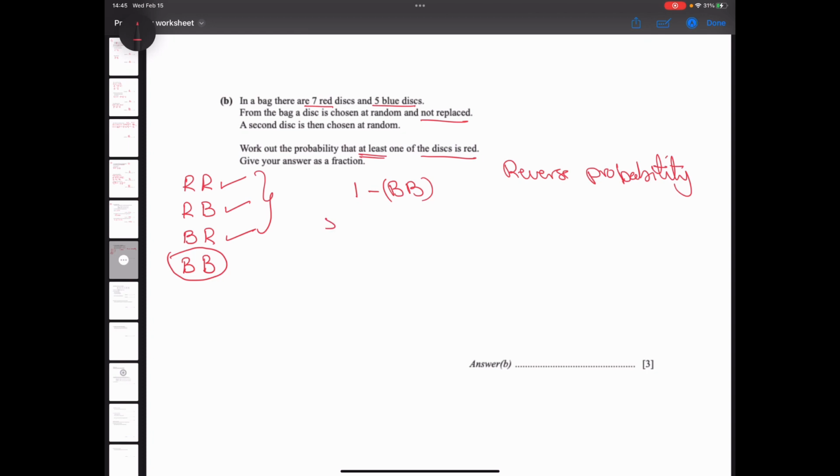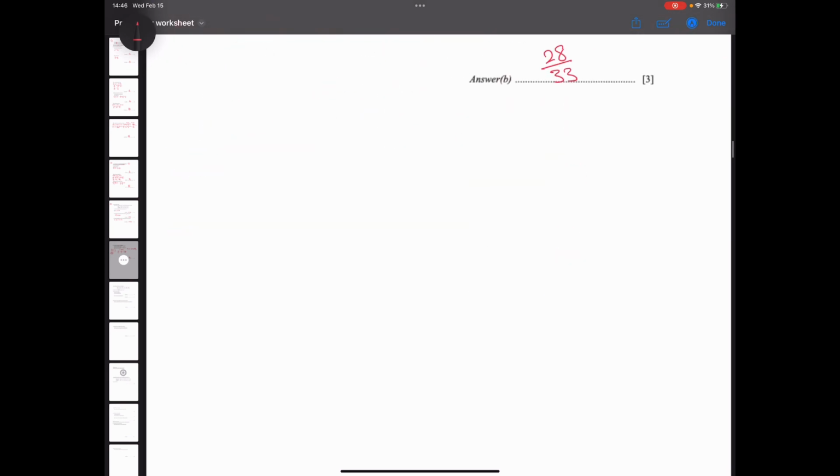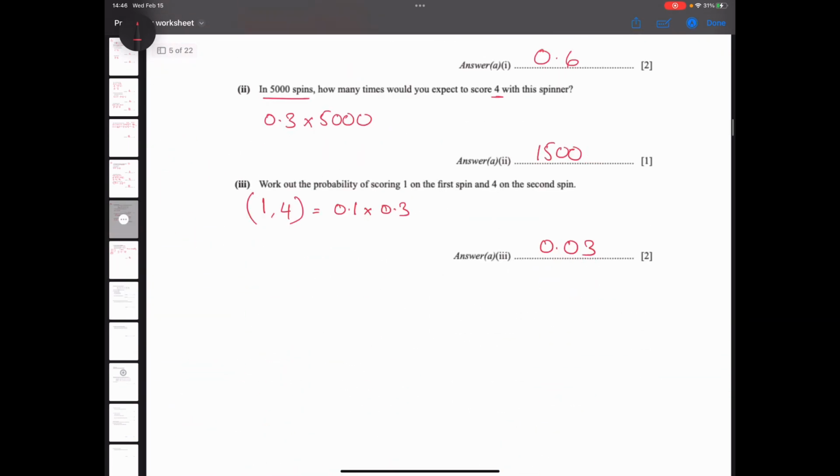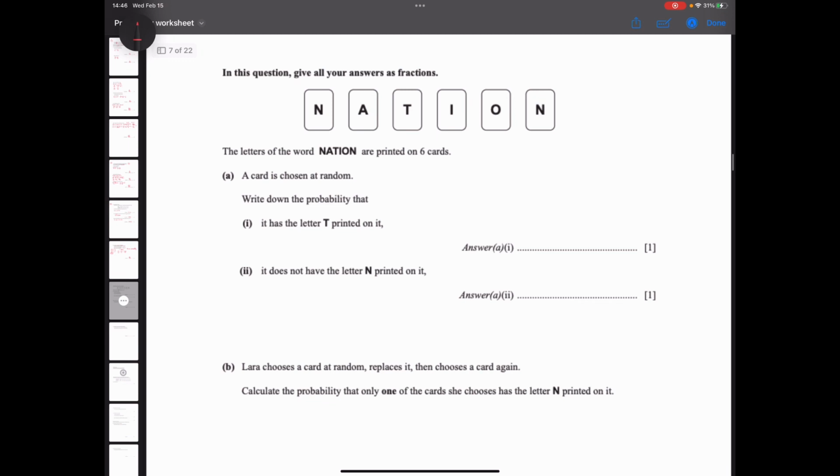Blue, blue is going to be 5 over 12 times, not replaced, 4 over 11, 20 divided by 132. So 20 divided by 132, 1 minus answer, 28 over 33. That's a simplified answer because I used the calculator. All right. Moving on to the next question. This is question number, let me remember, 4. So let me label it here. Question number 4.